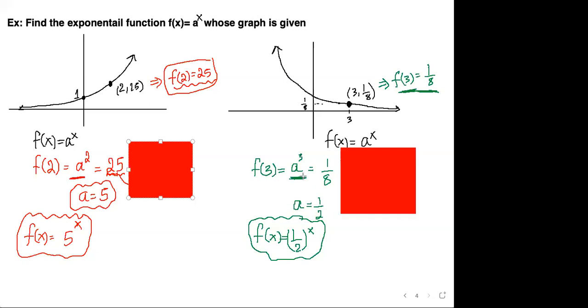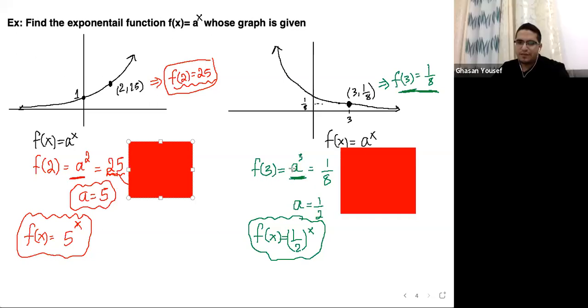But for this one, we have to think, what number, if I raise it to the power 3, will give me 1/8? The best number is 1/2, because 1/2 raised to the power 3 gives me 1 to the power 3, which is 1, and 2 to the power 3 is 8.